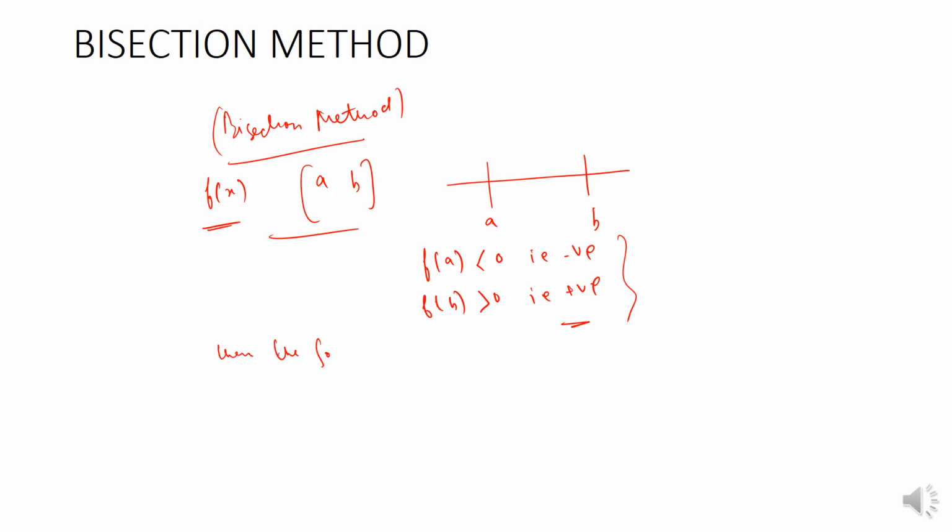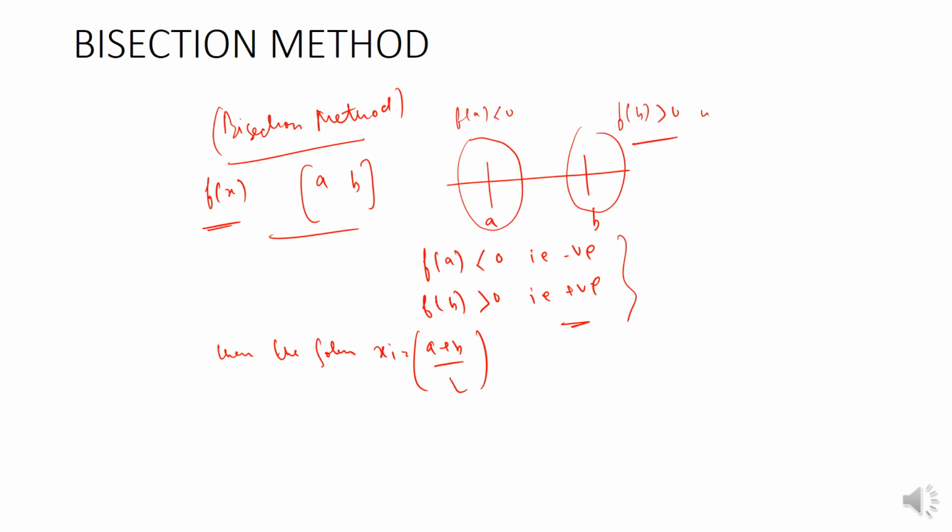the solution xi is equal to a plus b by 2. Meaning this f of a is negative, this value f of b is positive, then the value of x, which will be the solution of this f of x, will lie somewhere in between a and b, somewhere here, and it is an iterative process. That's why I have written xi. What all these things actually mean will be very clear once we solve a question.